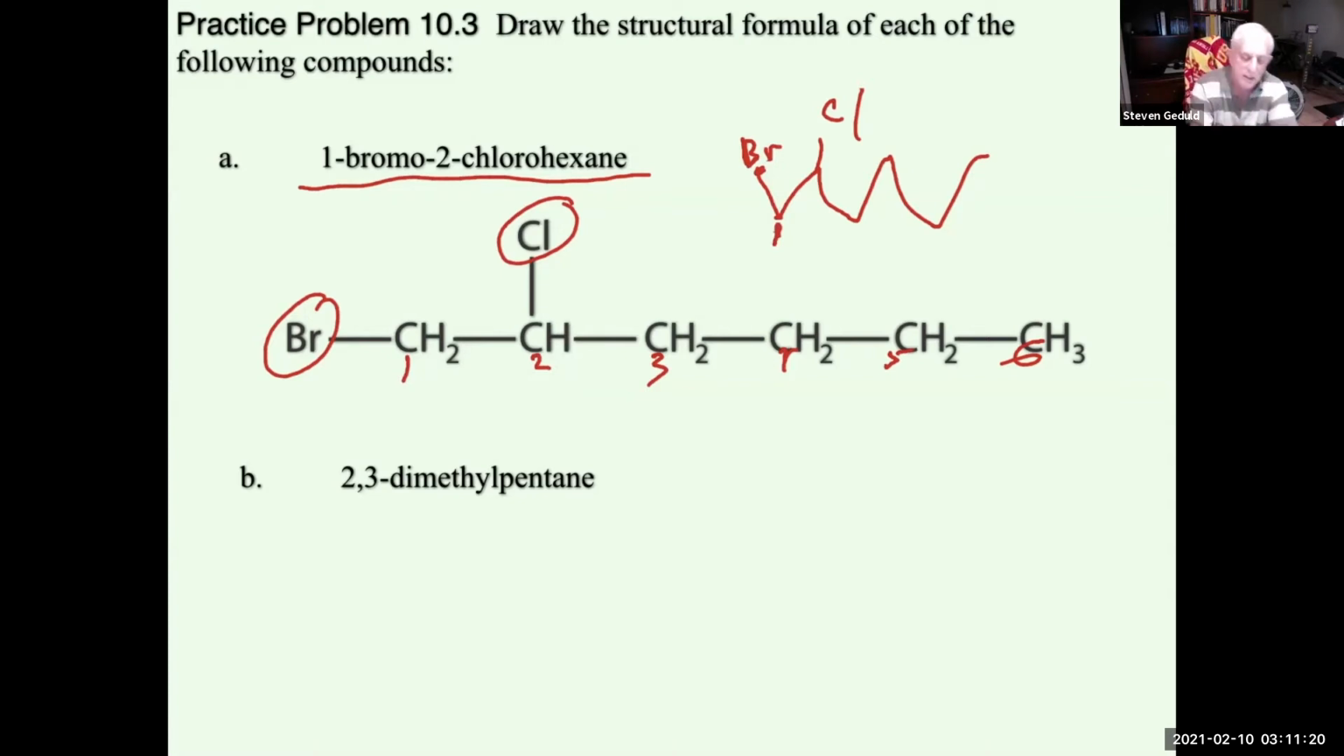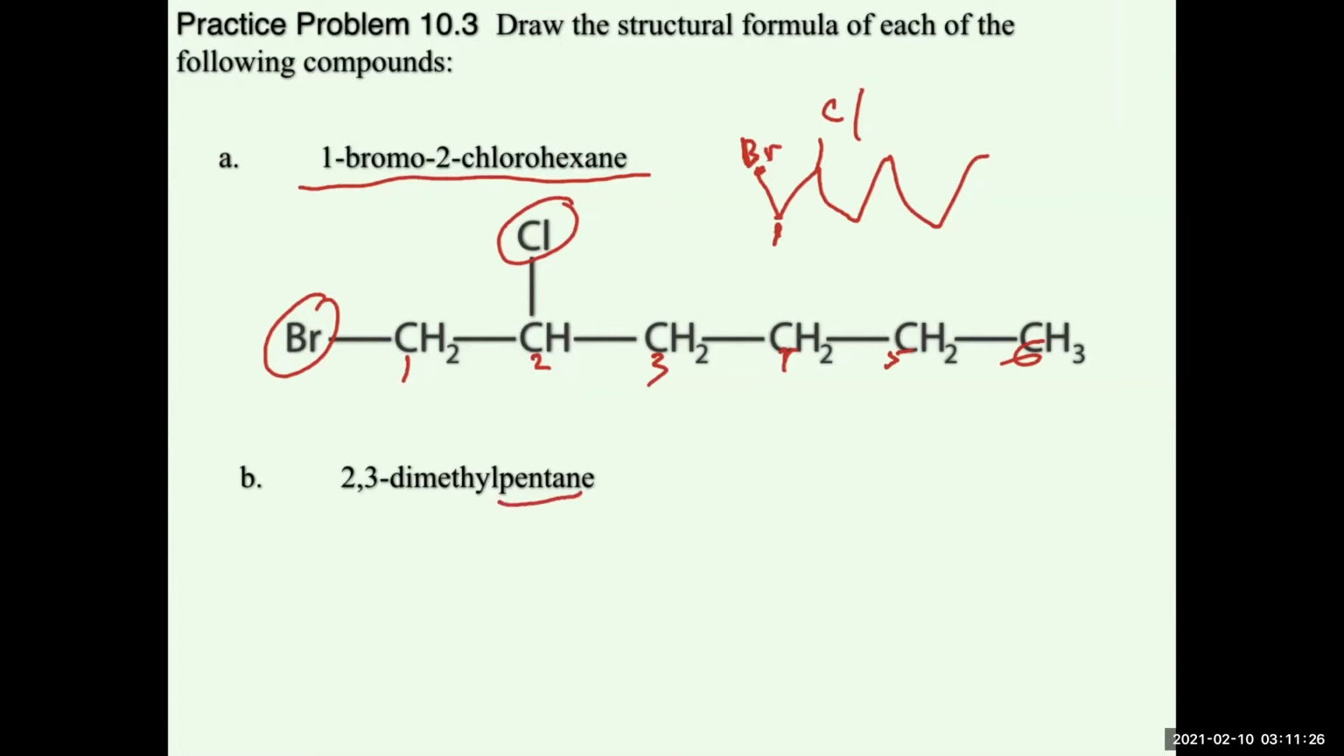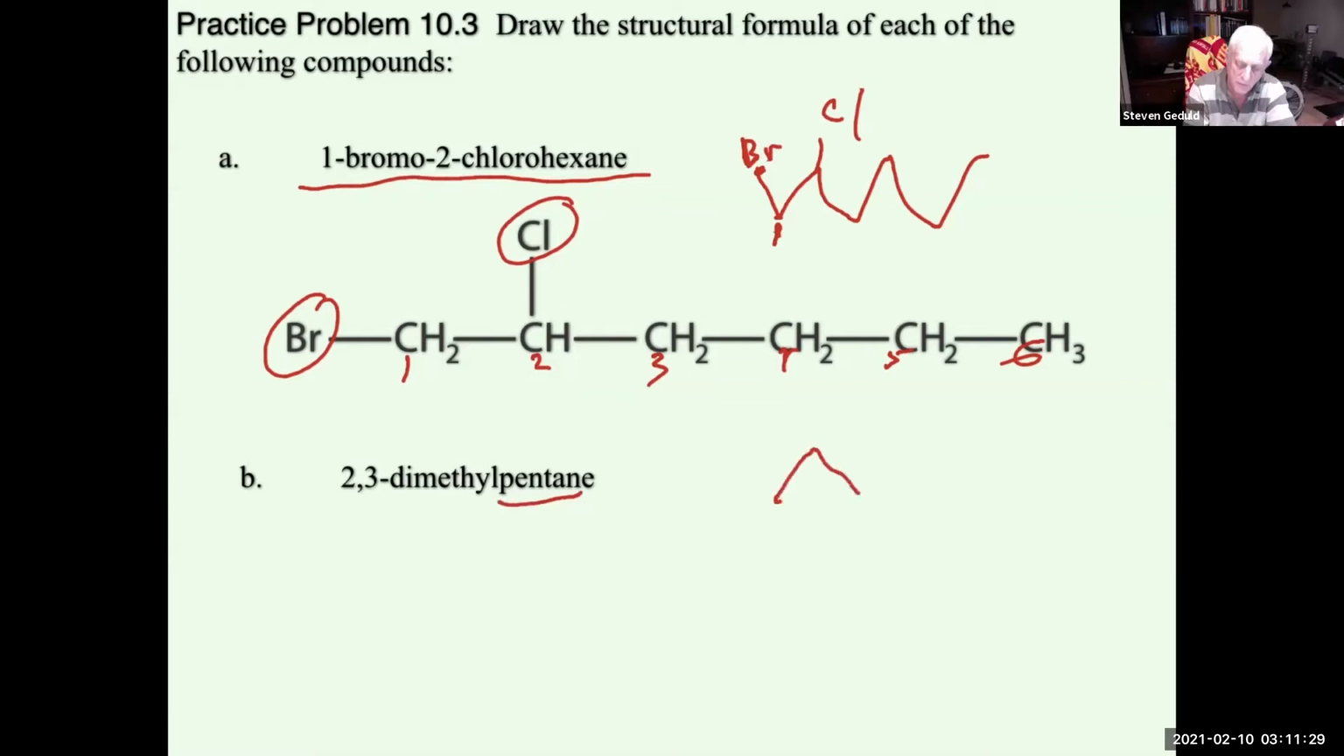All right, pentane. Pentane is how many carbons? 5. 5 carbons. 1, 2, 3, 4, 5 carbons. And number 2, there's a methyl group, right? And number 3, there's a methyl group. That's the line structure.